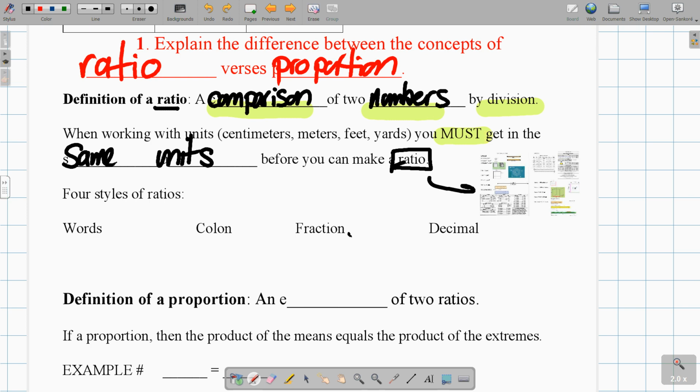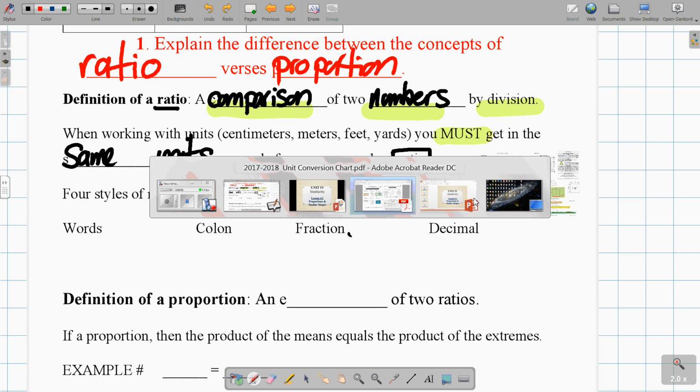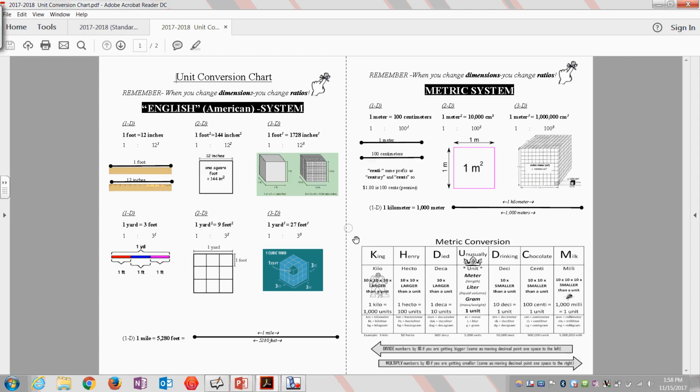On that note, if you can find your units page, it's cardstock, it's the beginning of your reference booklet. You need to familiarize yourself with that. It looks like this. That's your units page.